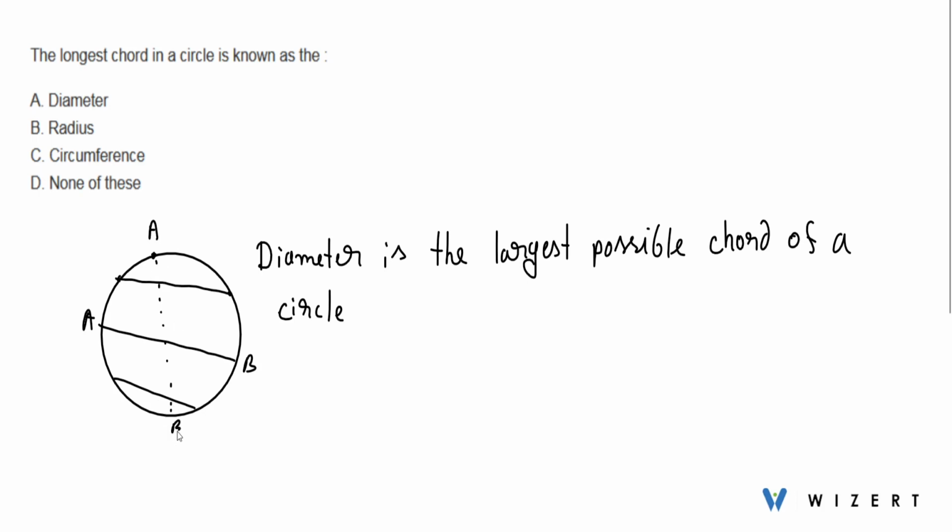So B is exactly diametrically opposite to A, and the shortest path which you can take is from A to B. Any other path which you will take will be more than the path AB. So here I am drawing alternative paths. As you can see, all these paths are greater than the path AB. So the shortest path is the diameter of the circle.